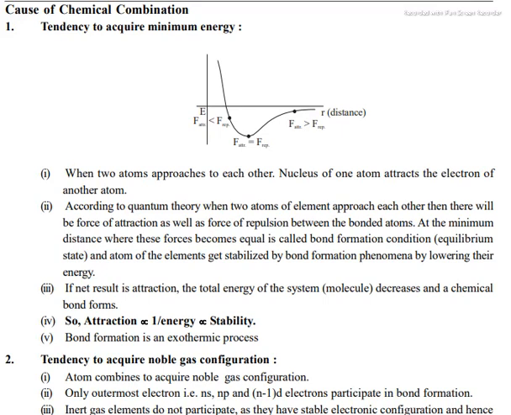What I mean to say is that the first atom's nucleus and the other atom's electron are attracted to each other. So according to quantum theory, when two atoms of elements approach each other, there will be forces of attraction as well as forces of repulsion.